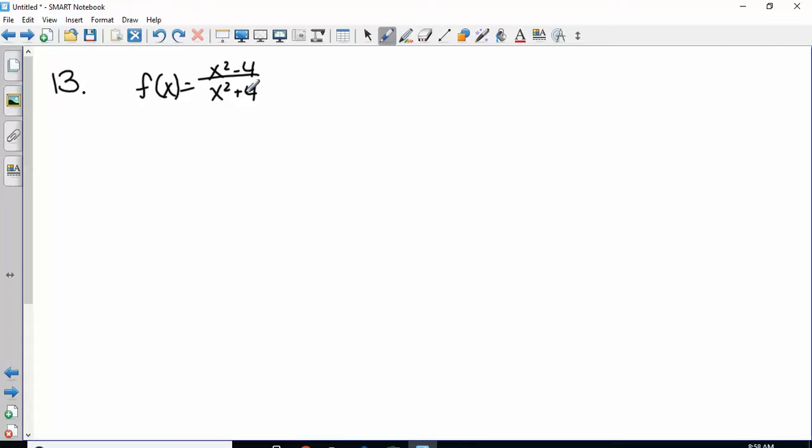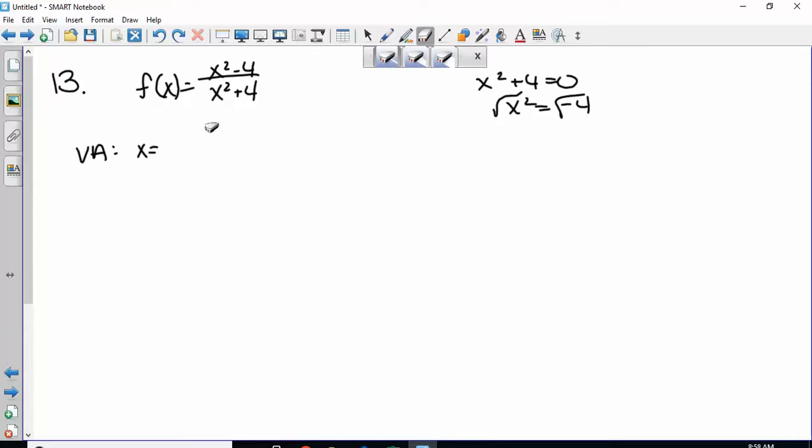So vertical, horizontal asymptotes. Vertical asymptotes are x equals whatever makes the bottom 0. So I want to know, when does x squared plus 4 equal 0? So that means x squared equals -4. And if you do the square root of a negative, what do you get? Imaginary. So there is none. So vertical asymptote, none.